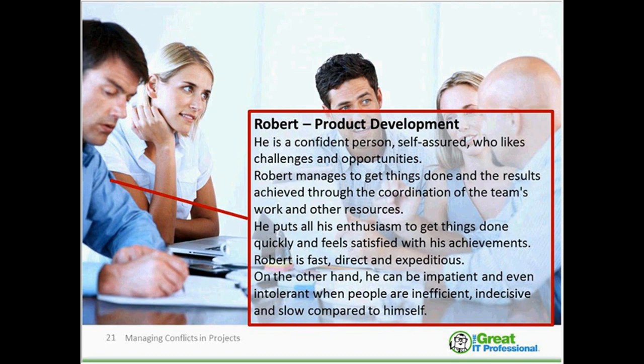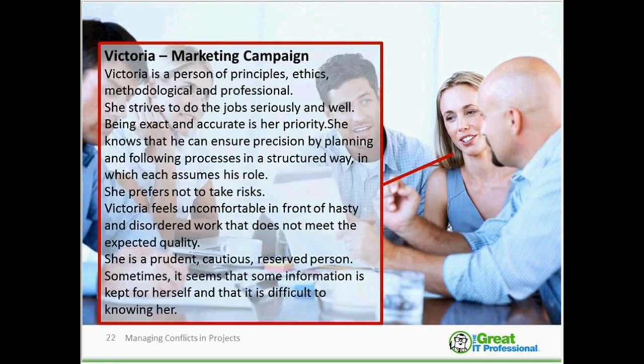Robert, responsible for product development. He's a confident person, self-assured, who likes challenge and opportunities. Robert manages to get things done and the results achieved through the coordination of the team's work and other resources. He puts all his enthusiasm into getting things done quickly and feels satisfied with this achievement. Robert is fast, direct, and expeditious. On the other hand, he can be impatient and even intolerant when people are inefficient, indecisive, and slow compared to himself.